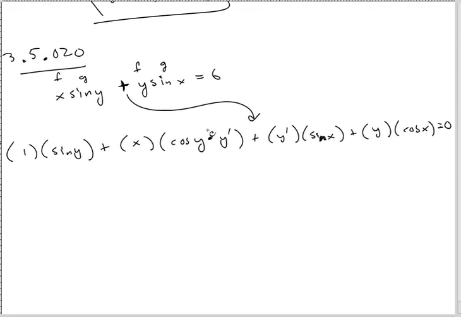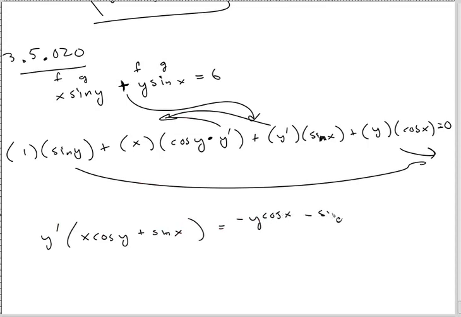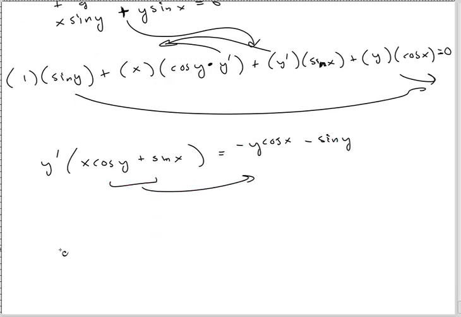I want to get my y primes by themselves, so I'm going to move these to the other side. I'm going to factor out my y primes to the front, makes it a little bit faster. So I've got x cosine of y plus sine of x is equal to, and both of these are now negative, negative y cosine x minus sine y. And then, of course, you're going to take this and divide it.